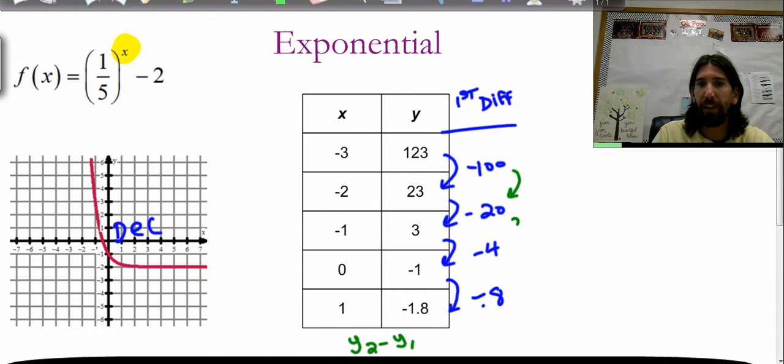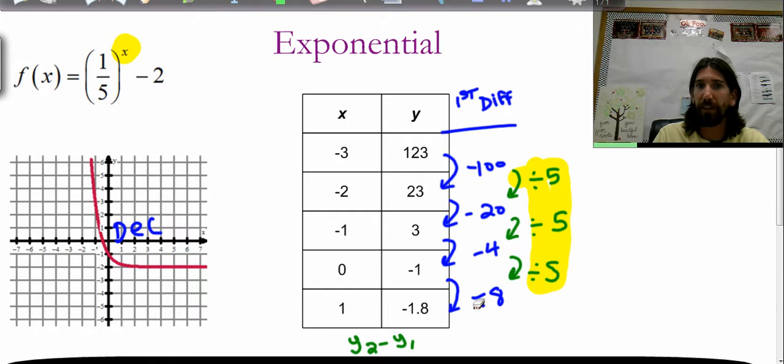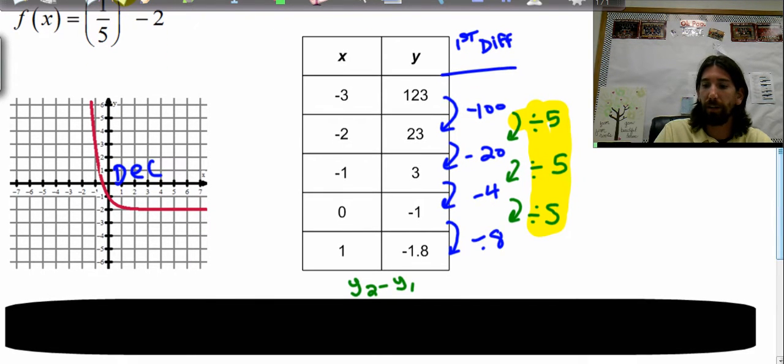But there's a pattern here. Here, I divided by 5. Here I divided by 5. And if I use my calculator, if I do negative 4 divided by 5 again, it will be 0.8. So because the first differences are dividing, this is still exponential. So exponentials can multiply or divide.